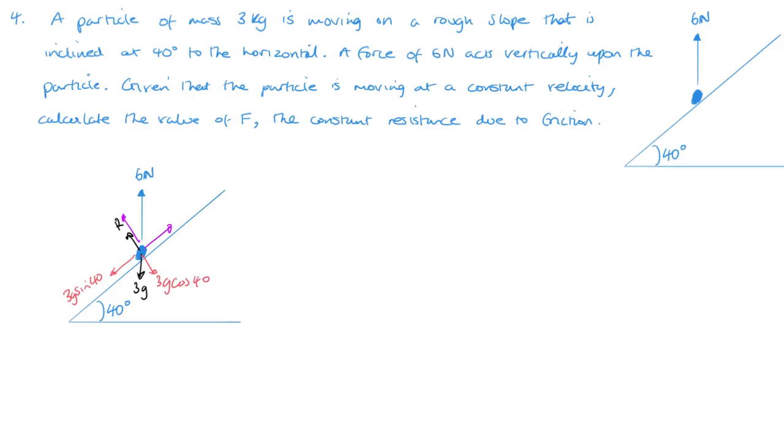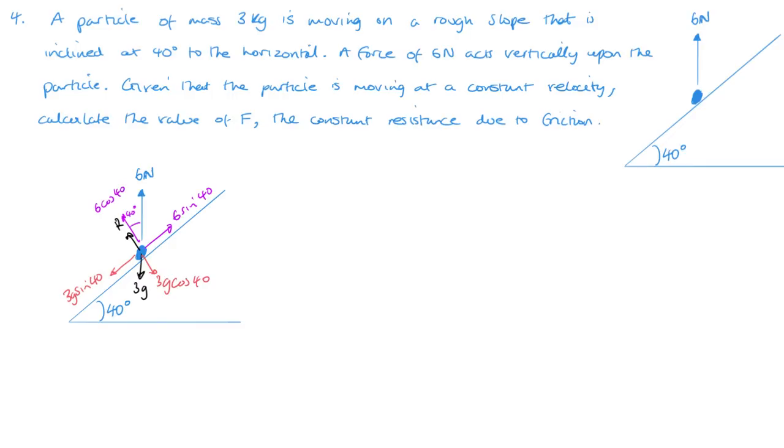Okay, so now we need to work out what angle. So to do this I just need to think about it logically. Like this will make a 40-degree angle with the horizontal. So this is 50 degrees, which means that this is 40 degrees here. So this is now my 40-degree angle. So this will be 6 sine 40, and this will be 6 cos 40.